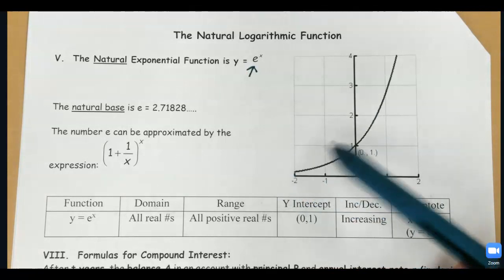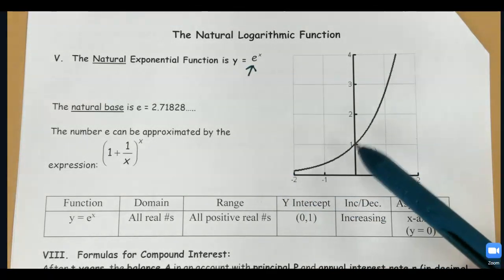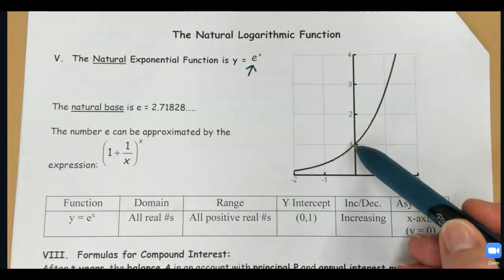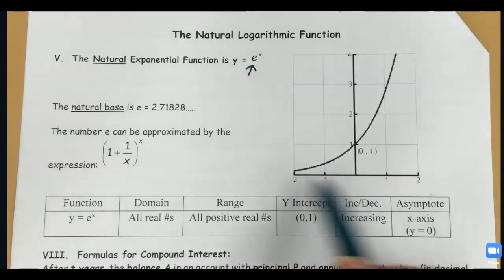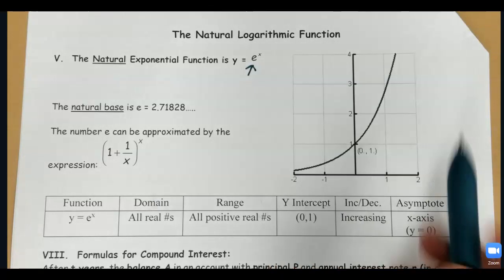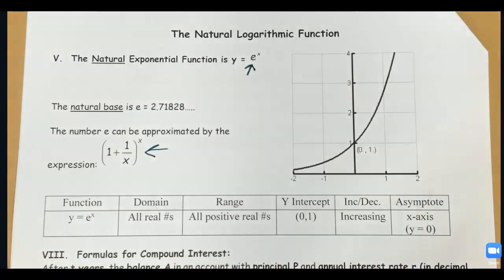It looks like a normal exponential function. You know, our domain is all real numbers, our range is all positives. We've got a y-intercept at 0, 1. It's increasing, and we have that horizontal asymptote at y equals 0. And this is the approximation for the value of e.